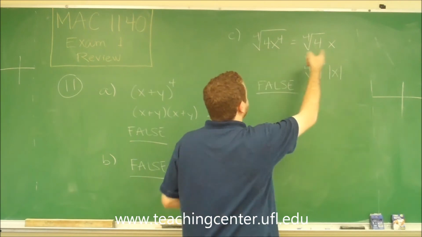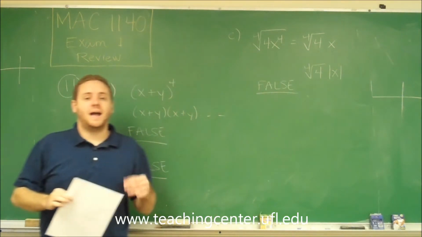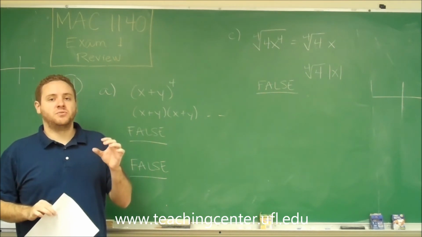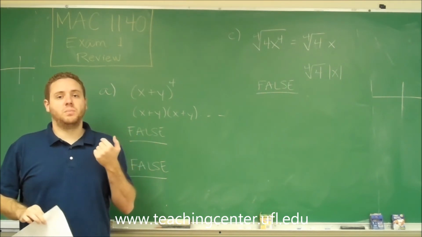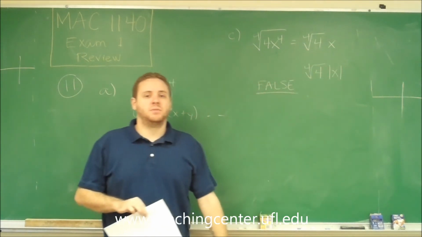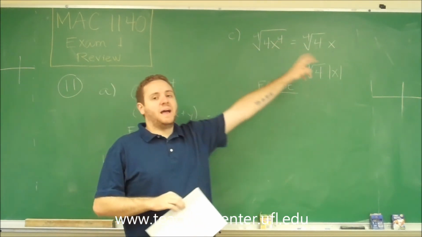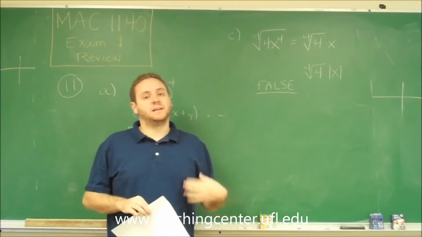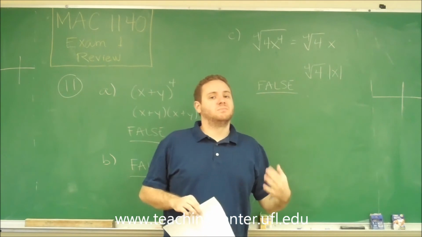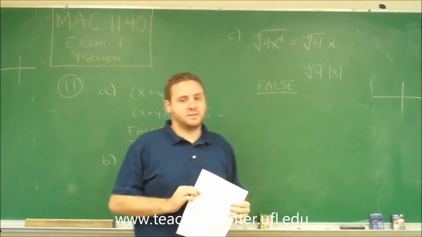So remember that taking an even root of something always gives you a positive answer. Well, anything to the fourth power is definitely positive, but that doesn't mean that the x had to be. It could have been negative raised to the fourth power, still positive. So your answer really needs to be the absolute value of x.